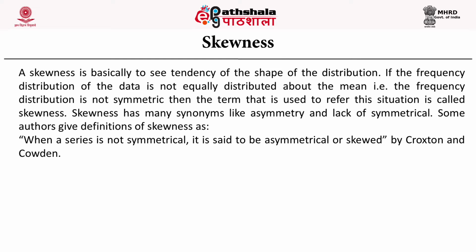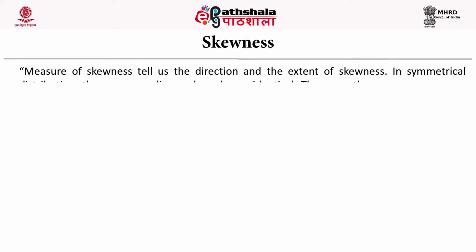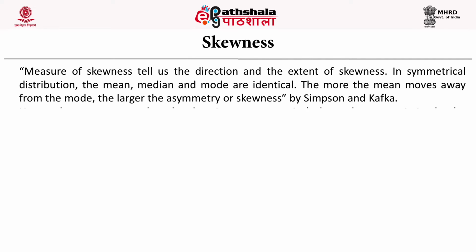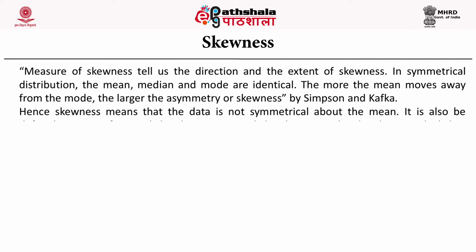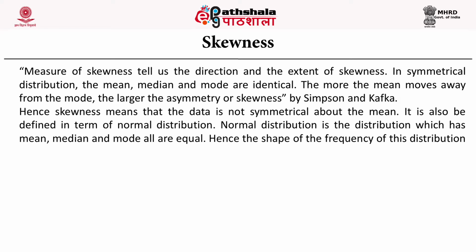Some other authors give definitions of skewness as given below. When a series is not symmetrical, it is said to be asymmetrical or skewed. This definition is given by Croxton and Cowden. Measure of skewness tells us the direction and the extent of skewness. In a symmetrical distribution, the mean, median and mode are identical. The more the mean moves away from the mode, the larger the asymmetry or skewness. This definition is given by Simpson and Kafka. Hence, skewness means the data is not symmetrical about the mean.